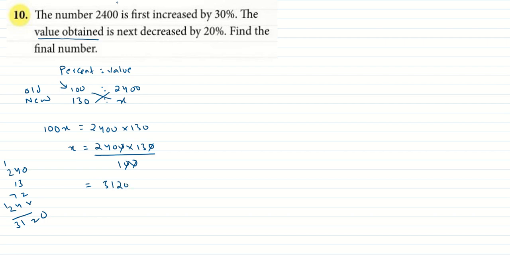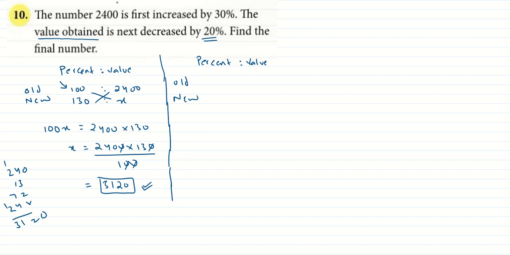So the value was 2400 when it increased by 30%. 30% का जब इसमें इंक्रीज़ हुआ तो वो वैल्यू क्या बन गई, 3120. अब इसके अंदर फर्दर डिक्रीज़ हो रहा है बाय 20%, तो अगेन हम यही फॉर्मेट यूज़ करेंगे, परसेंट इज़ टू वैल्यू ओल्ड न्यू. ओल्ड परसेंटेज अगेन 100.